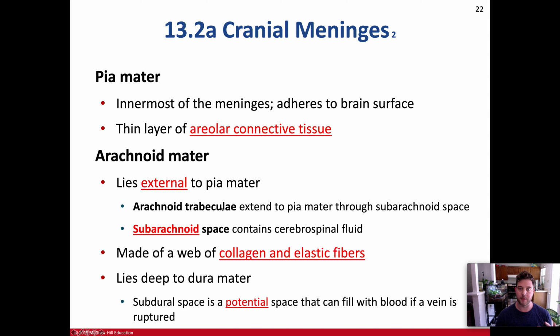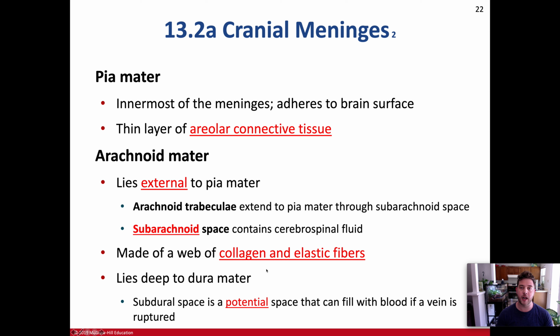You might remember that name from looking at bones. The spongy bone has the trabeculae. So the arachnoid trabeculae are extended through that subarachnoid space, the space between the arachnoid and the pia mater. That's the subarachnoid space. And there are the arachnoid trabeculae that are extended through there. Remember, the trabeculae are just a cross-hatching of structure, of protein structures. The subarachnoid space contains that cerebrospinal fluid.